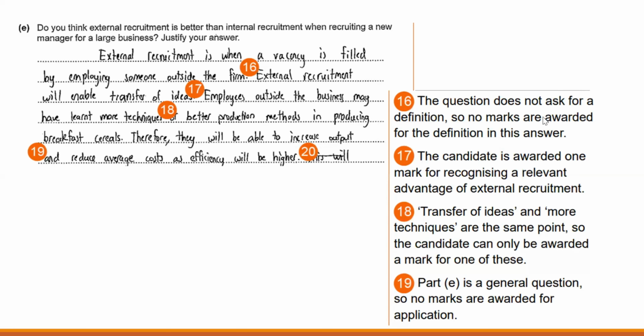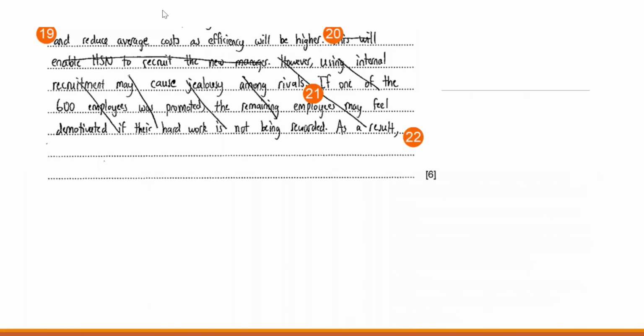Now, definition gets no marks, so don't even give the definition. 1 mark for recognizing a relevant advantage, which was here, transfer of ideas, more techniques. Ideas or techniques is the same thing, so again, repetition. The candidate can only be awarded a mark for one of these. Same thing. It is a general question, so no mark for application. This was again extra. We're not going to consider the crossed-out lines, we're assuming the student wrote the complete answer. So this will enable HSN to recruit, again HSN irrelevant, to recruit the new manager.